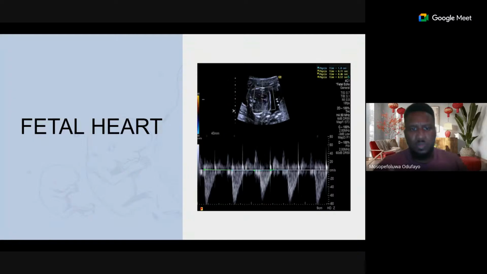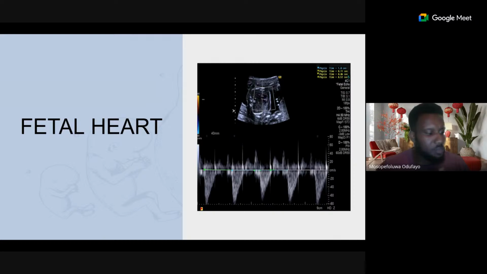So we've understood some of these terms now, yes. Now, let's begin talking about the first trimester ultrasound scan and the fetal heart.